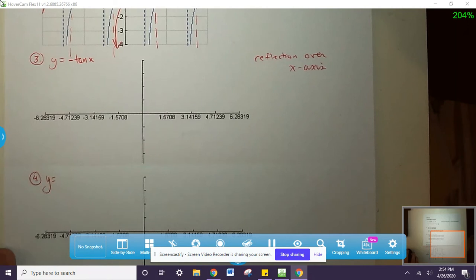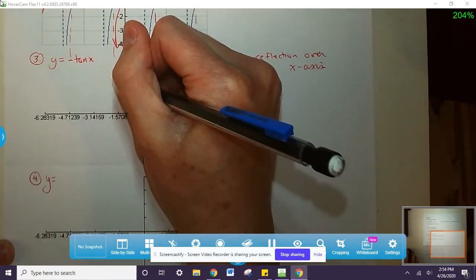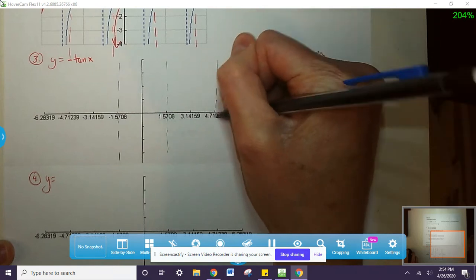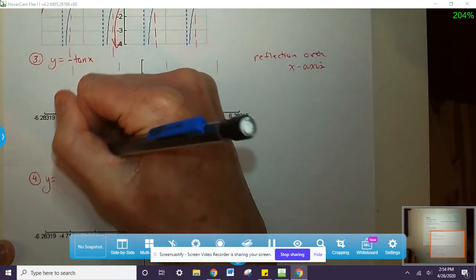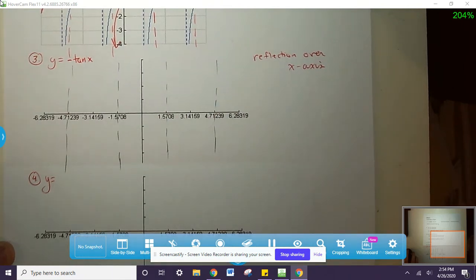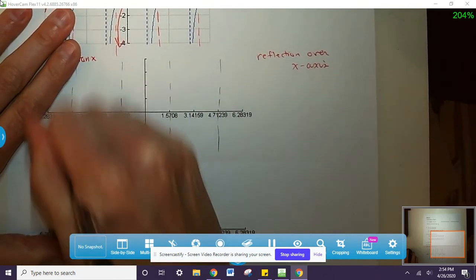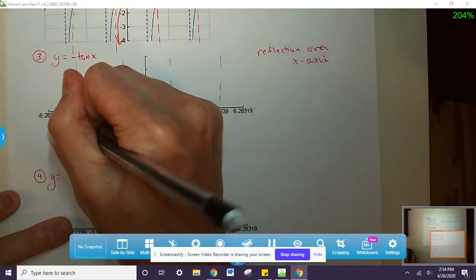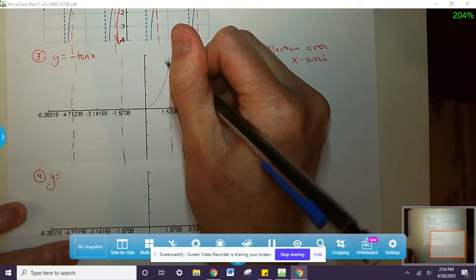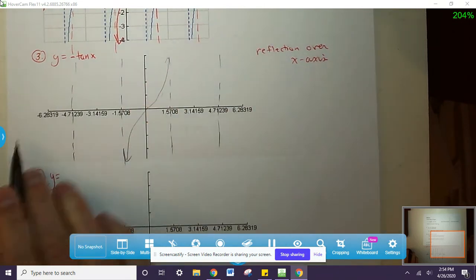If you want to draw in your original tangent graph, you can. If you want to skip drawing in the original one and go straight to the final, that's okay with me also. But what's going to happen here is, if you look at your original tangent graph, and here I'm just going to draw one piece.